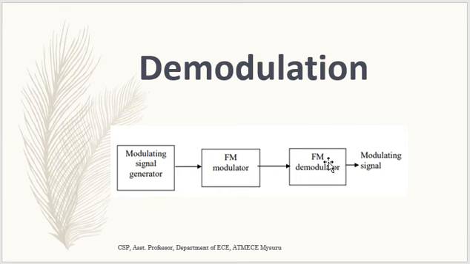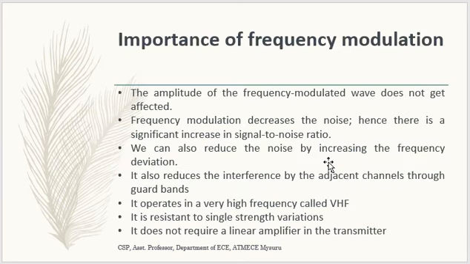Next, we'll see the importance of frequency modulation. The amplitude of the frequency modulated wave does not get affected. That is one important point. Frequency modulation decreases noise, hence there is a significant increase in signal to noise ratio. We can also reduce the noise by increasing the frequency deviation. It also reduces interference from adjacent channels through the guard bands. It operates in the very high frequency range called VHF. It is resistant to signal strength variation. It does not require a linear amplifier in the transmitter.